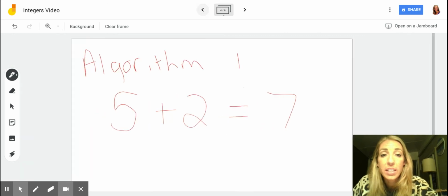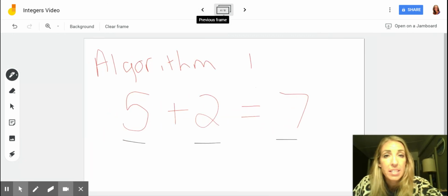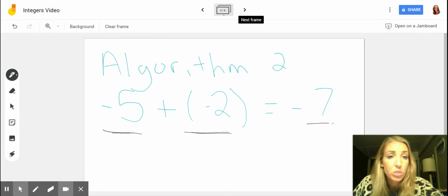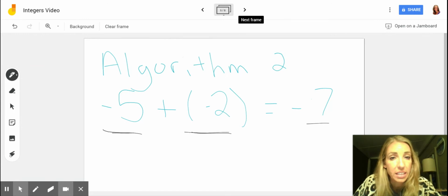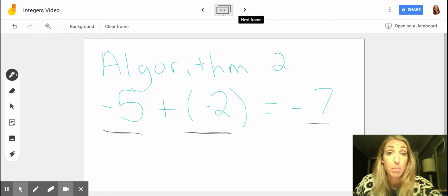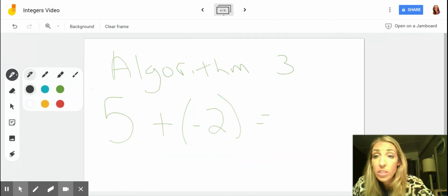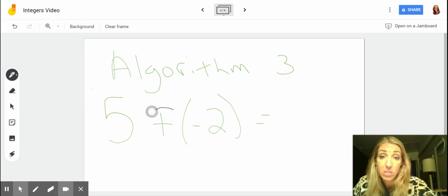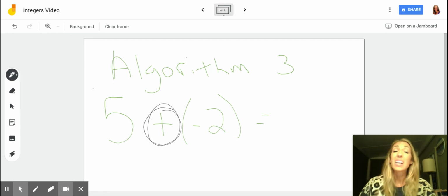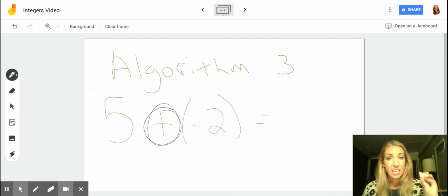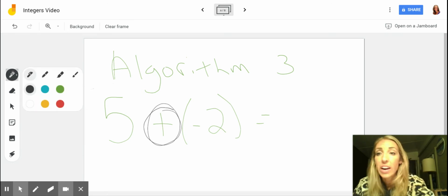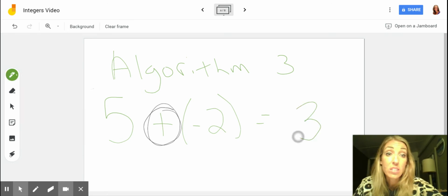So here, 5 and 2, 7, keep it positive. Negative 5, negative 2, 7, keep it negative. So in both algorithm 1 and 2, our brains are going to want to add the numbers. Here, algorithm 3, even though there is a plus sign that we see in the middle, because I have a positive and a negative, our brains are actually going to want or need to subtract.